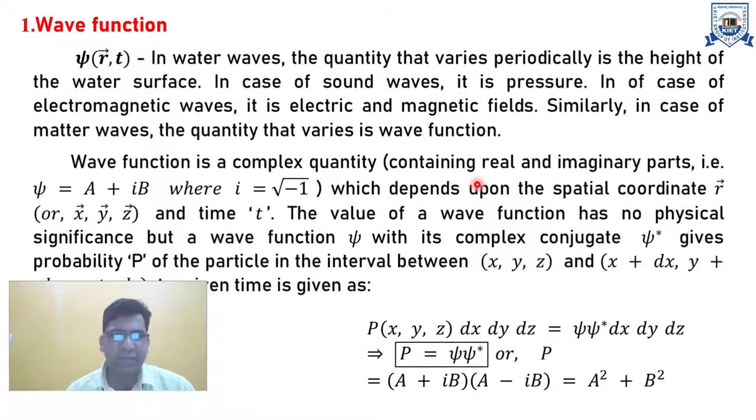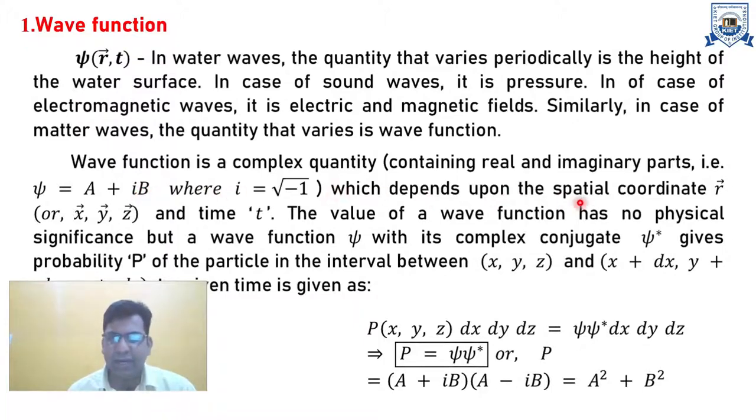Similarly, in the case of matter waves, because we are discussing matter waves, the quantity that varies is the wave function, because every particle has its own wave function that describes all the possible parameters in this area. The wave function is a complex quantity containing real and imaginary parts. For example, if psi represents a wave function, psi equals a plus ib of any function. You can choose any function like sin x or cos x, but it must satisfy the conditions of a wave function.